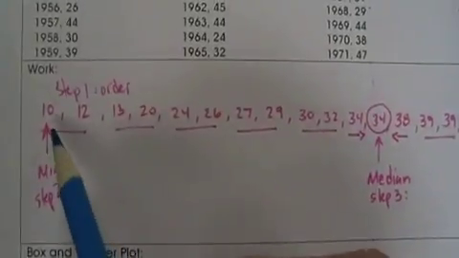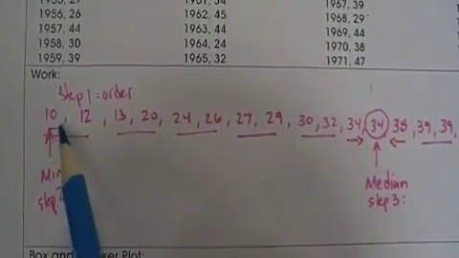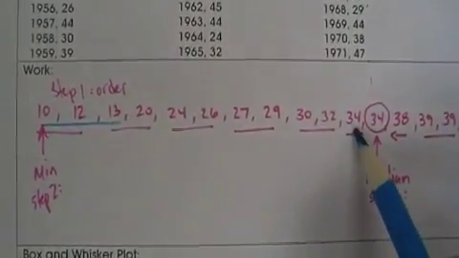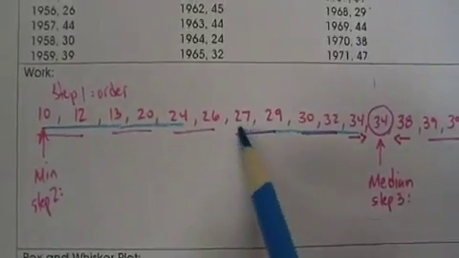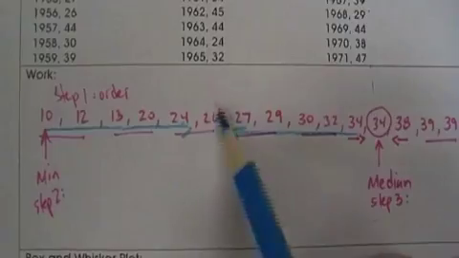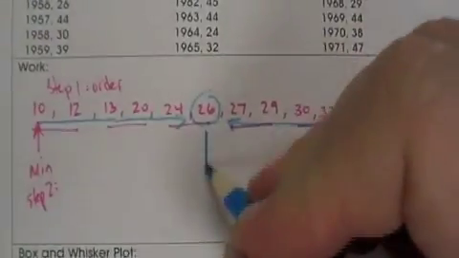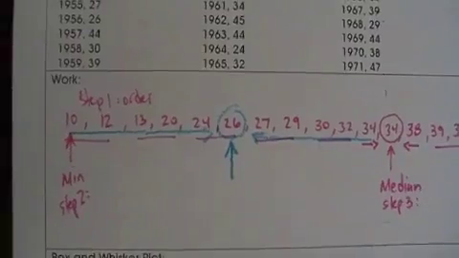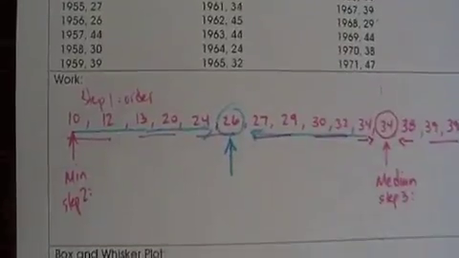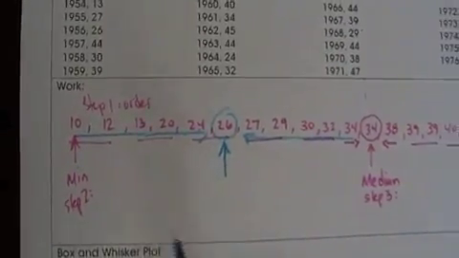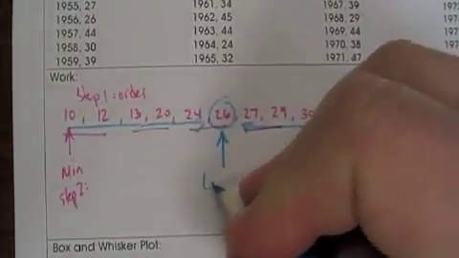So what we're going to do is I'm going to go 3 this way, 3 this way, let's go 2 more, 2 more, and look right there, I have 26 in the middle. So 26 is in the middle here. So 26 is the median of the first half of information. Now if you read the top, it says this is called the lower quartile.